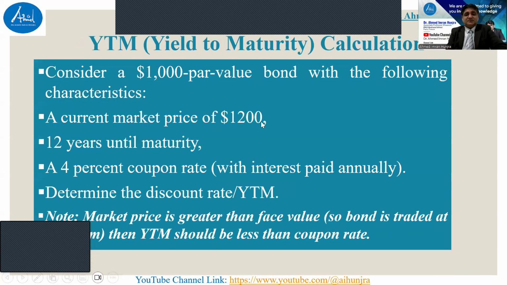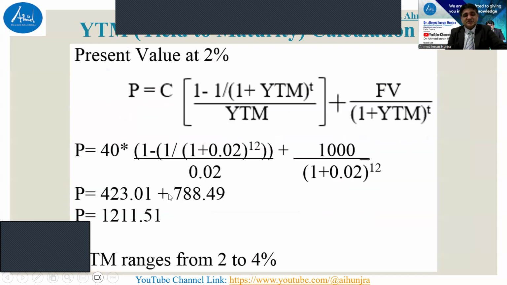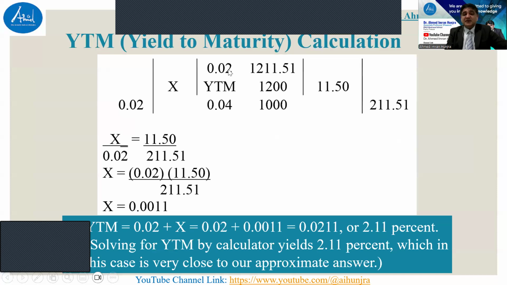So it ranges from 2% to 4% because we need to find YTM. What is YTM? The rate which gives us value equal to 1200. At 4%, the value is 1000. At 2%, it's 1211. So it means 1200 is in between these two rates, so YTM ranges from 2% to 4%. From this slide, remember, the lower rate should always be at the top. So 4% and 2%, which one is lower? 2% is lower. So at 2%, the value is 1211.5.